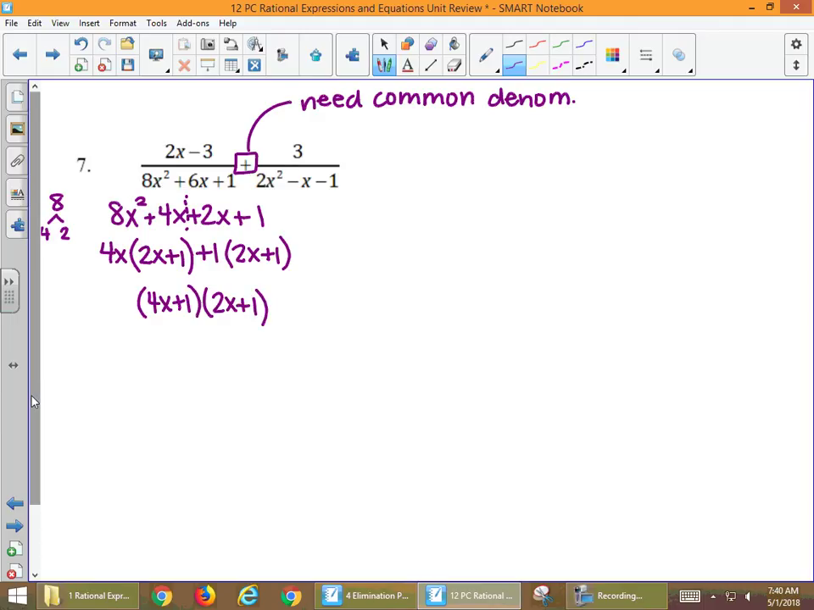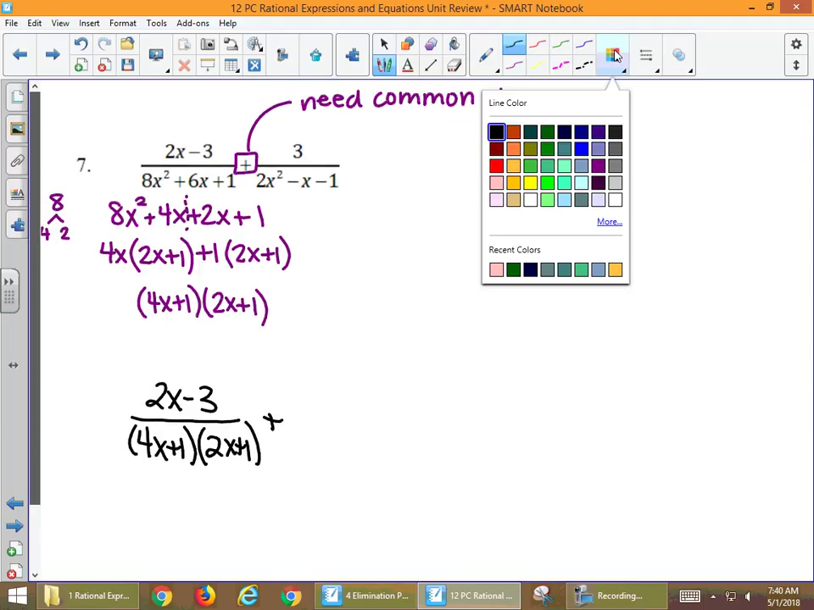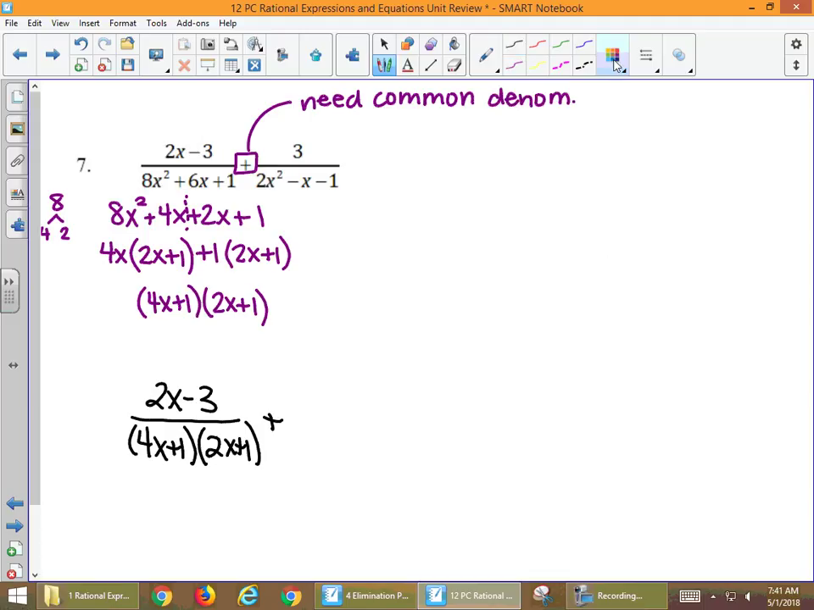So when I'm looking at this and rewriting it, this is the same as 2x minus 3 over 4x plus 1 times 2x plus 1. And we're going to be adding that to our other fraction. We need to deal with that denominator next. I think we factored this one already.